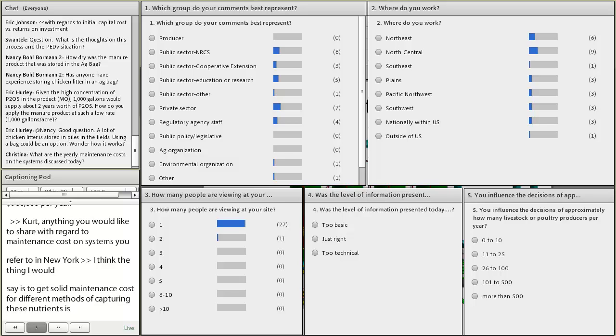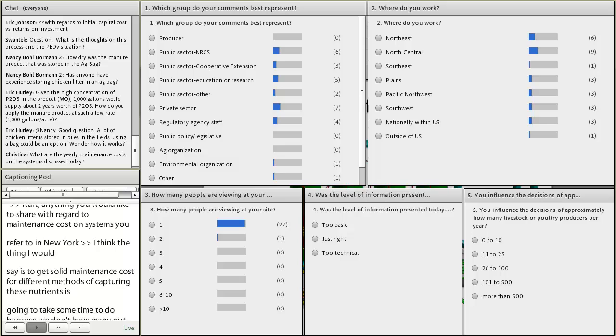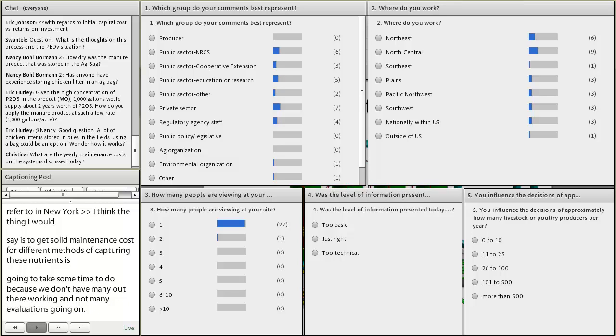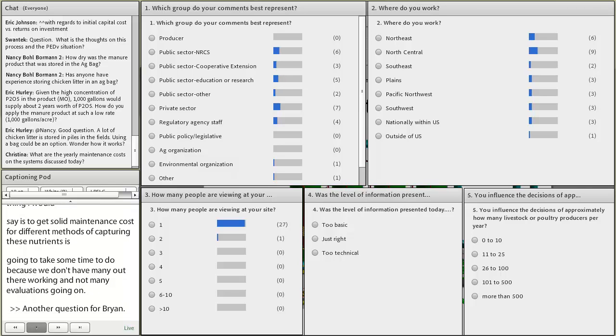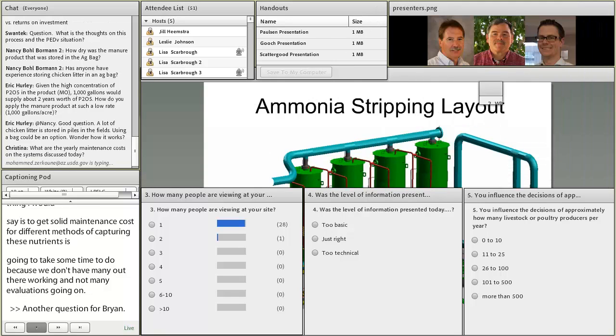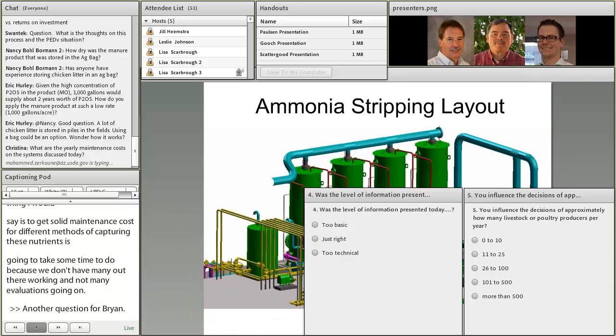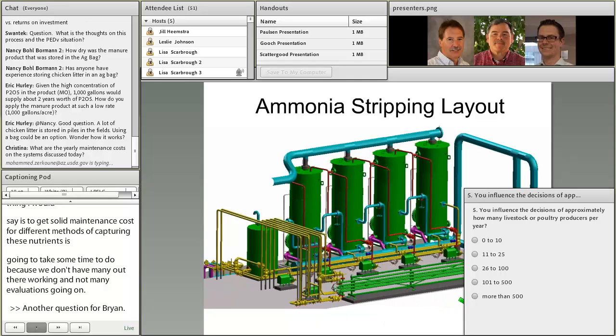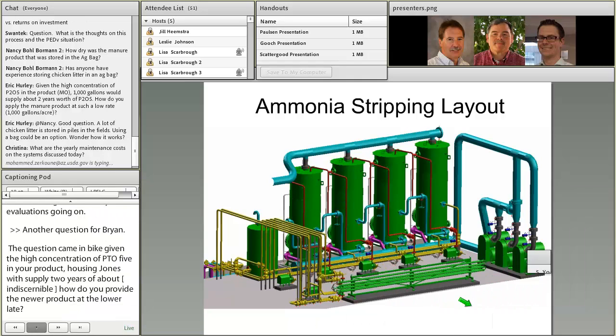Another question for Brian. A question came in about, given the high concentration of P2O5 in your product, 1,000 gallons would supply about 2 years' worth of P2O5. How do you apply the manure product at a low rate? That was on the liquid fraction of the product that came out of the lagoon that came through that screw press.